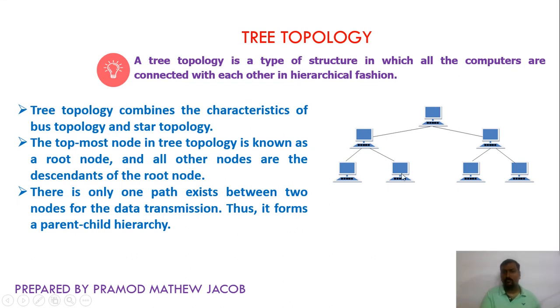So there is only one path between two computers in this tree topology network. See, for this computer and this computer, there is only a single path. For this computer and this computer, there is only a single path. For this computer and this computer, there is only this particular single path. So communication between any two devices can have only one path.